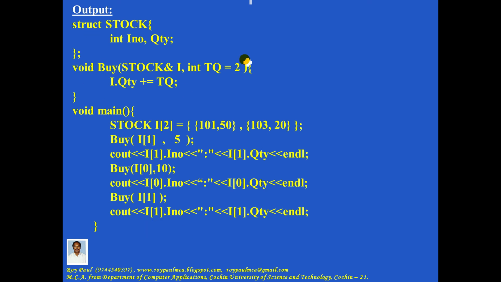Write the output of the program given below. This is based on structure.